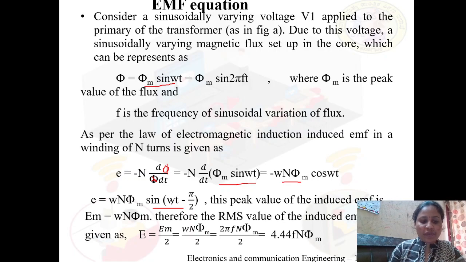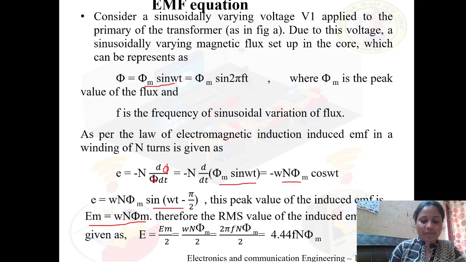The EMF will be maximum when this sinusoidal term is equal to 1. And the maximum value of EMF we can represent as E max is equal to omega n into phi max. Therefore, let us substitute this E max in the above equation of EMF. So we can rewrite it as E is equal to E maximum, which is nothing but the peak value.